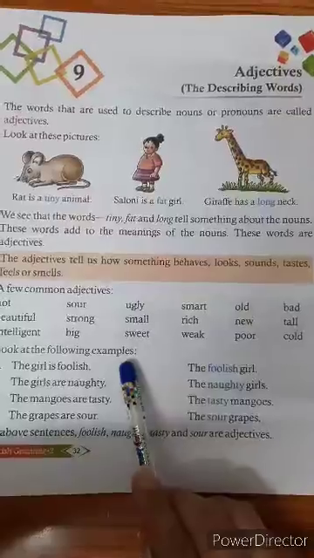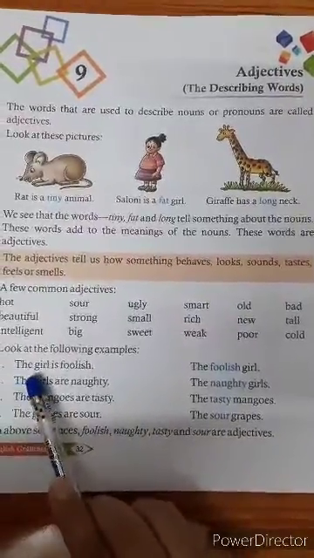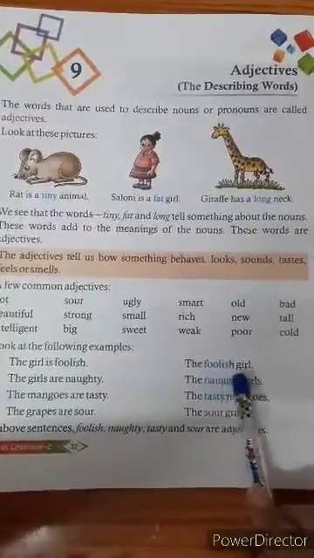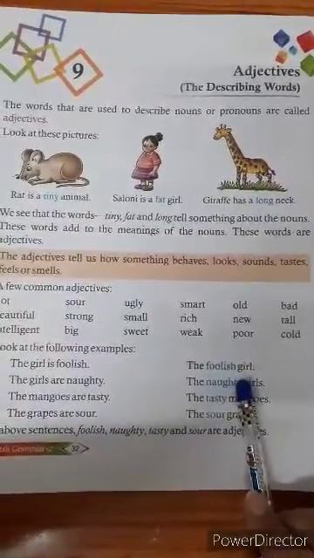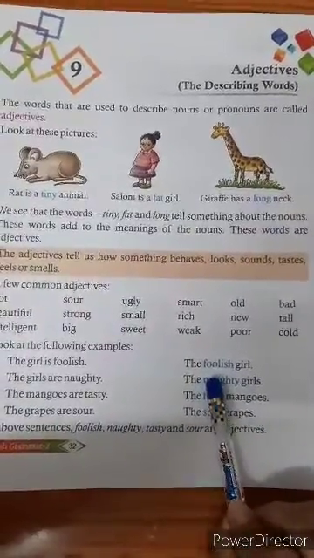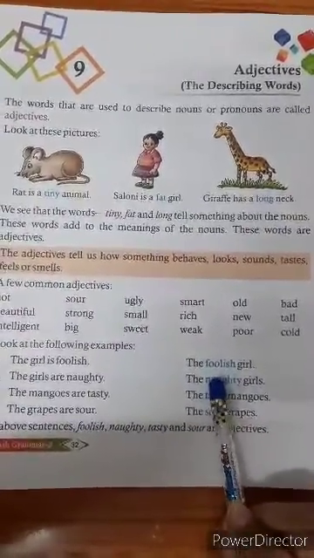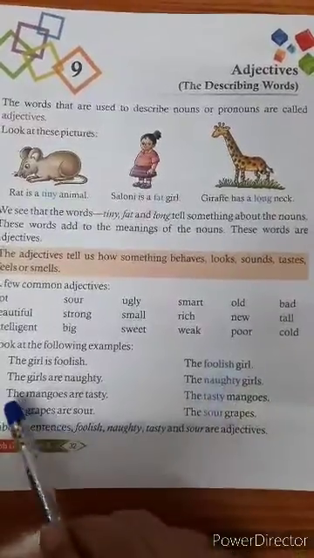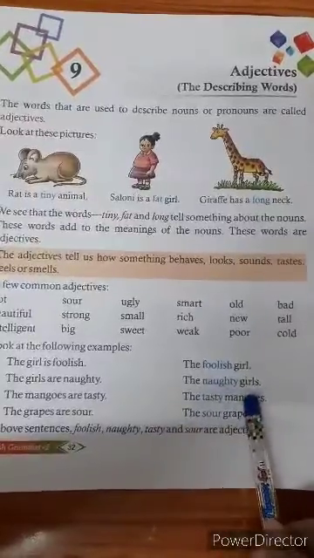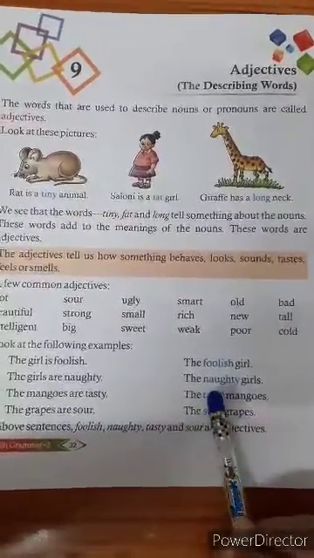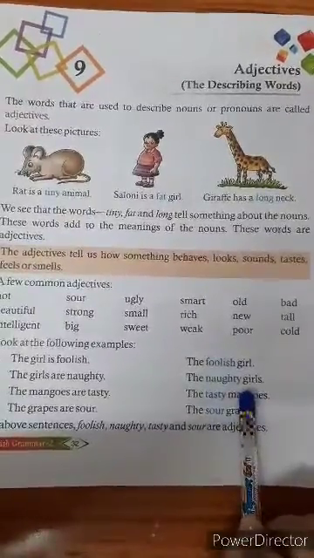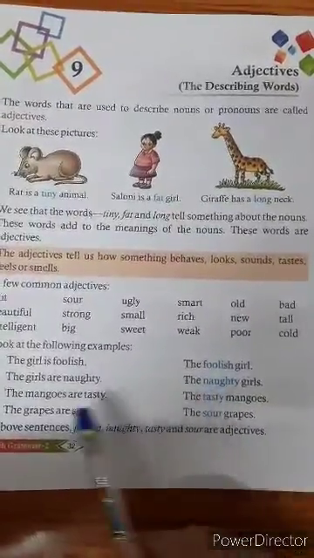Now look at the following example, students. First sentence, the girl is foolish. How is the girl? The foolish girl. How is she? She is foolish. So here the noun girl has been described by foolish. Now foolish is the adjective here. Second, the girls are naughty. The naughty girls. How are the girls? They are naughty. So naughty is again the describing word to the noun girls. So naughty is the adjective here.